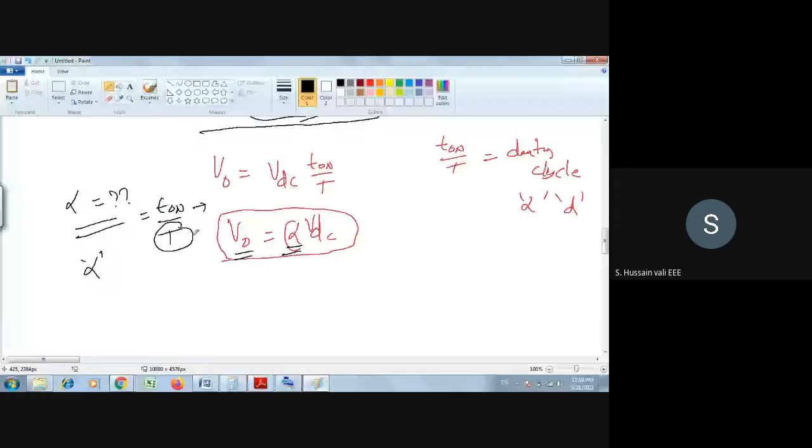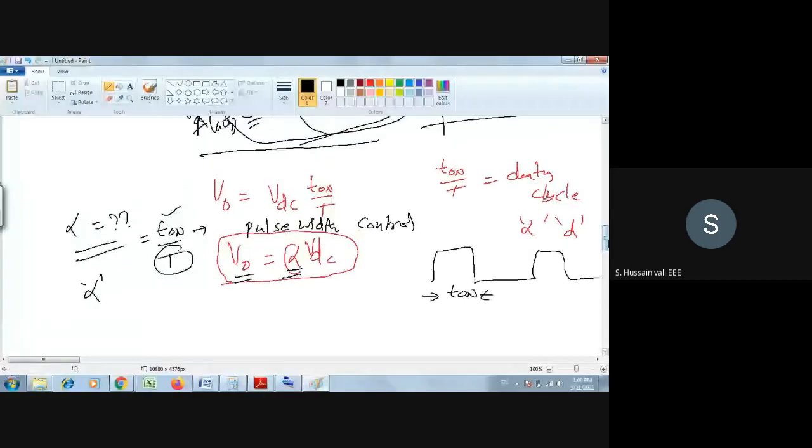You call that pulse width control. T on is nothing but the on time of the thyristor. So this is a pulse, and the width is there. So when you control T on, you are controlling the width of the pulse. So that you call pulse width control, by keeping total time constant. And then the alpha value will change.